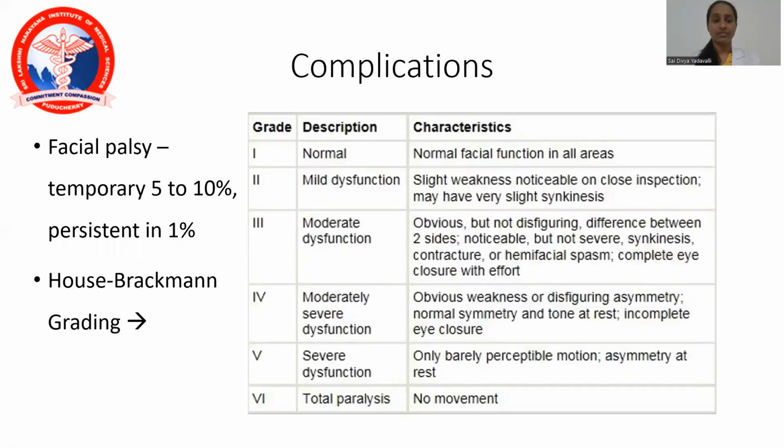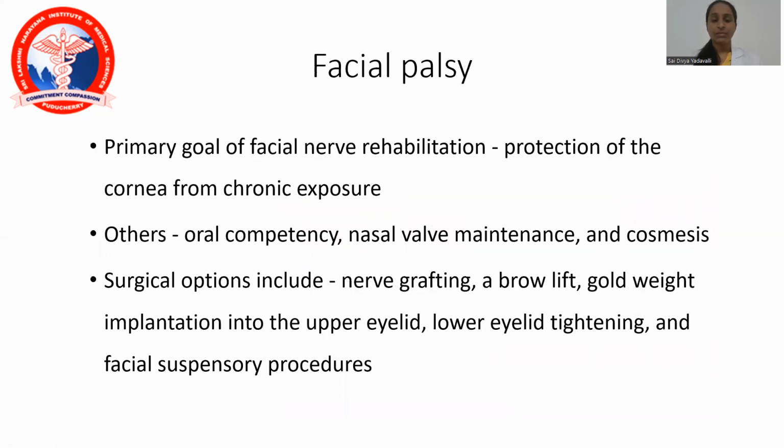The complications of parotidectomy include facial nerve palsy, which can be temporary or persistent. It's temporary in 5 to 10% of patients and persistent in 1%. Facial nerve palsy can be graded according to this classification that is seen here. It's called the House-Brackmann grading. The primary goal of facial nerve rehabilitation in a patient that has facial nerve palsy after surgery is protection of the cornea from exposure. That is the most common complication that is seen.